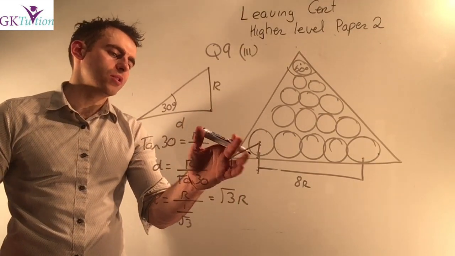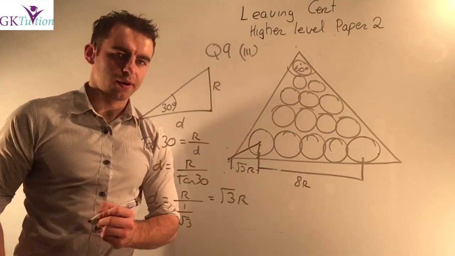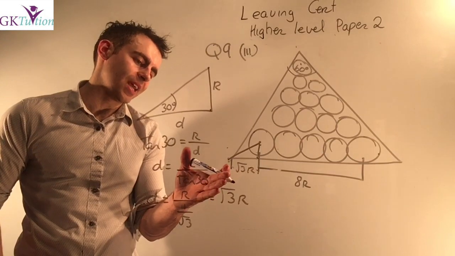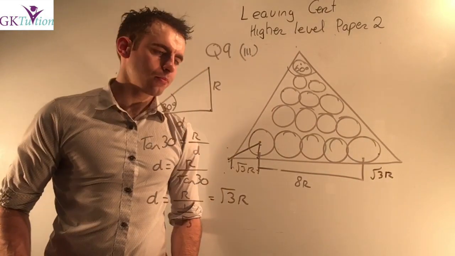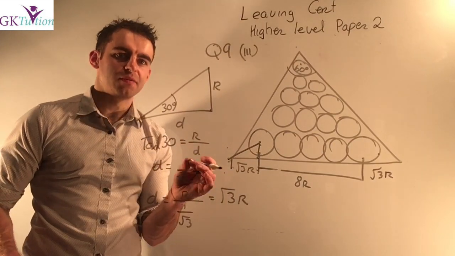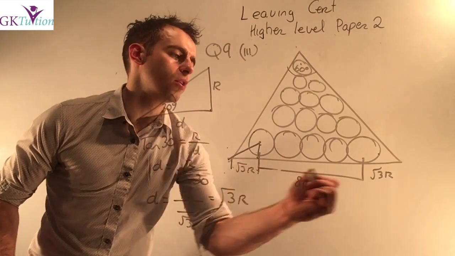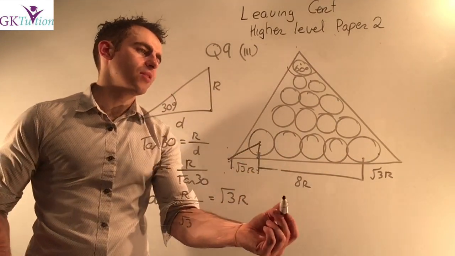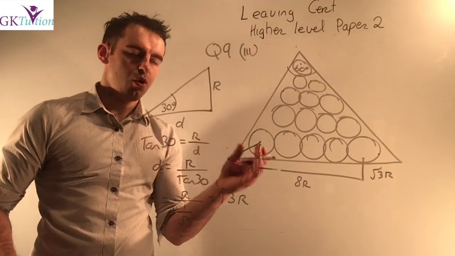So I've worked out using that right angle triangle that that distance there is root 3 r. Obviously, by extension, that means that this distance here is root 3 r. I said at the very start, the only piece of information I need in order to get the area of this triangle is one of these lengths. I can now say that that length is root 3 r plus 8 r plus root 3 r.